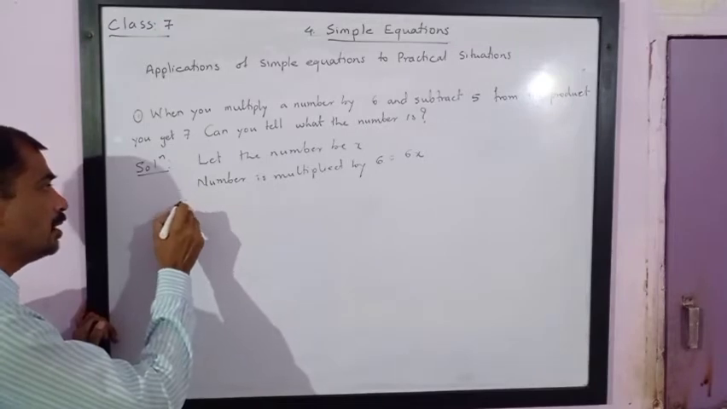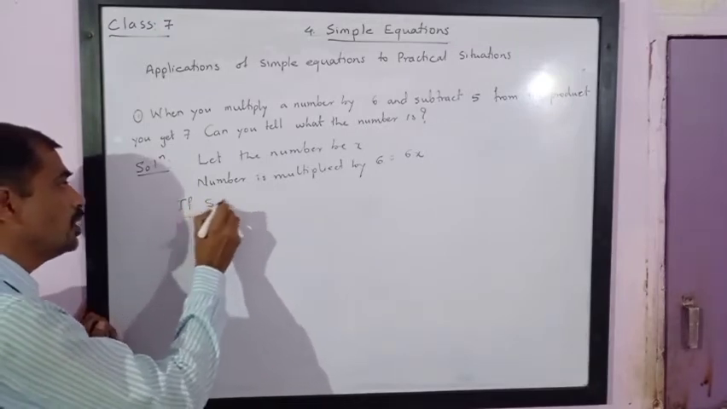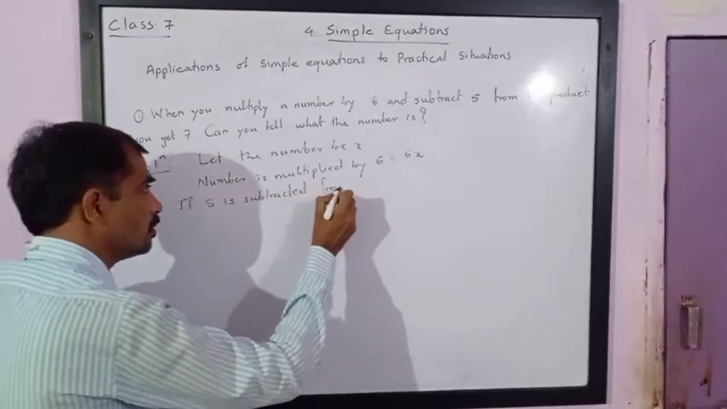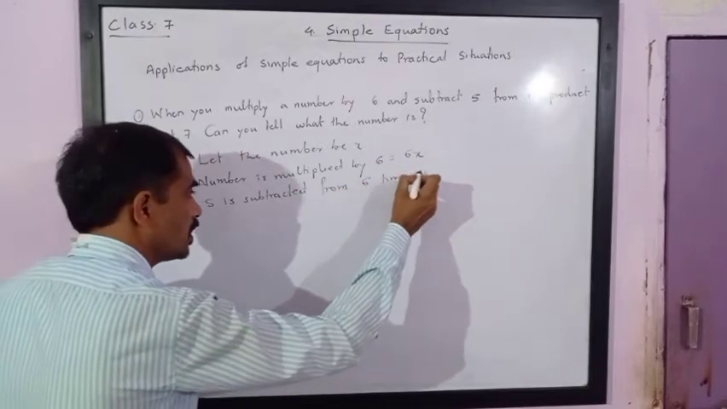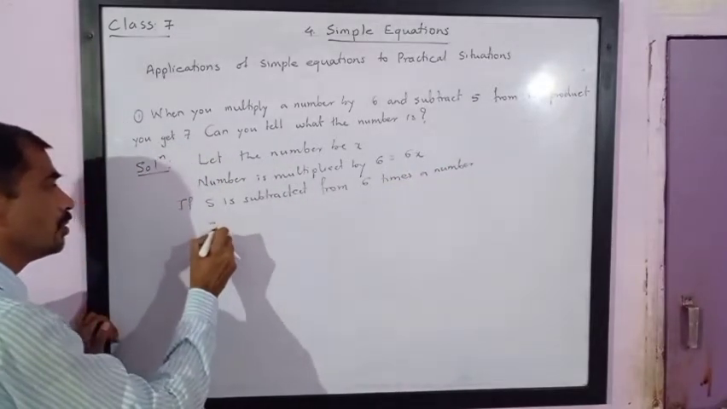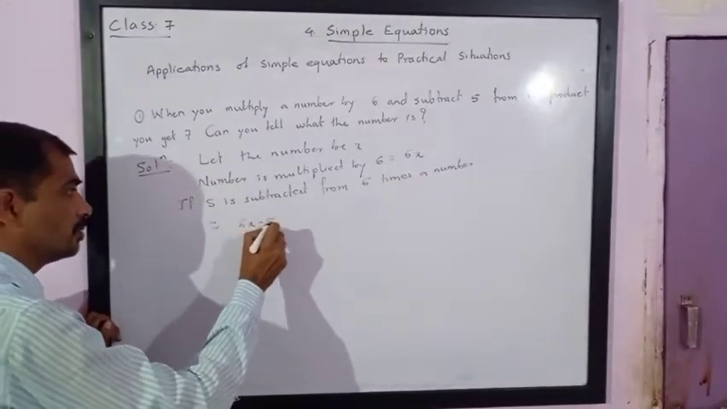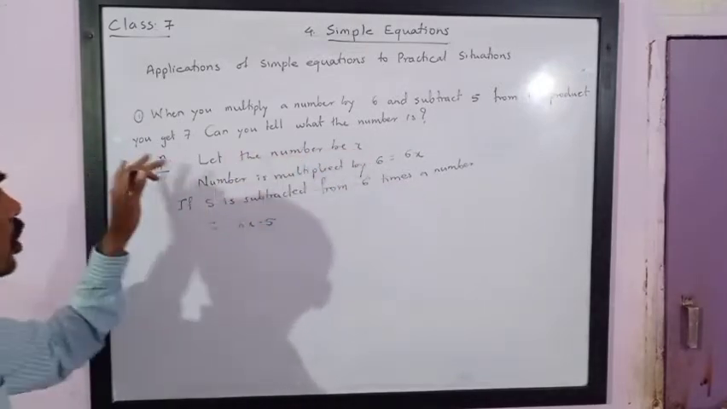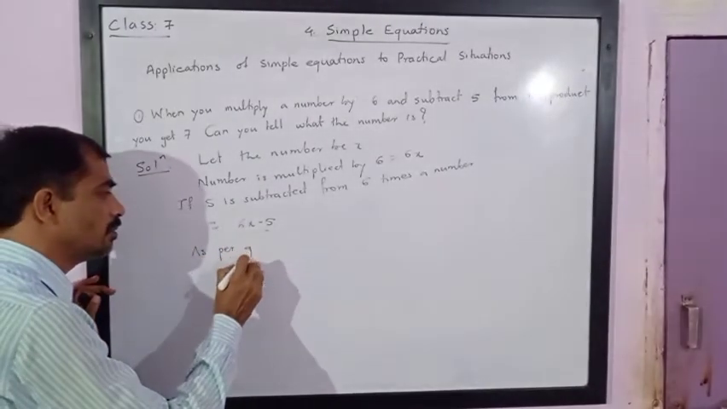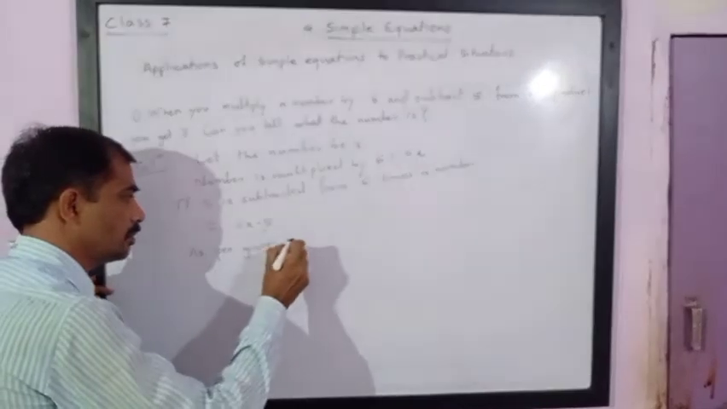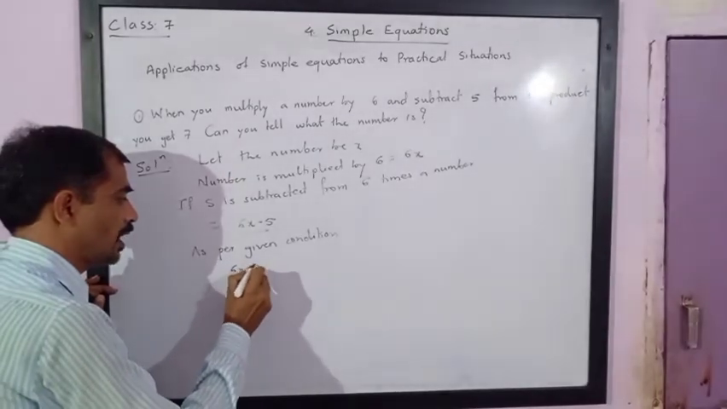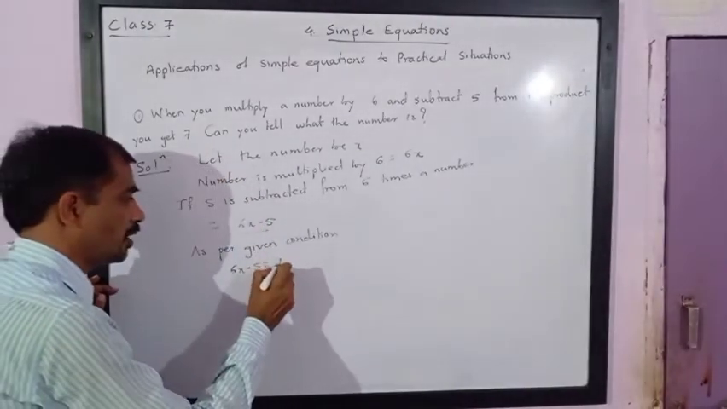When 5 is subtracted from 6 times a number, we get 6x minus 5. Now they say that from the product you get 7. So as per the given condition, this is equal to 6x minus 5 is equal to 7.